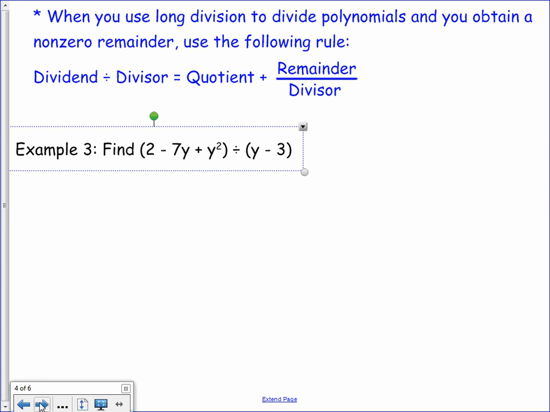So we'll take a look at example 3. Again, we have a polynomial divided by a monomial. But this time probably we're not going to get 0 as a remainder.